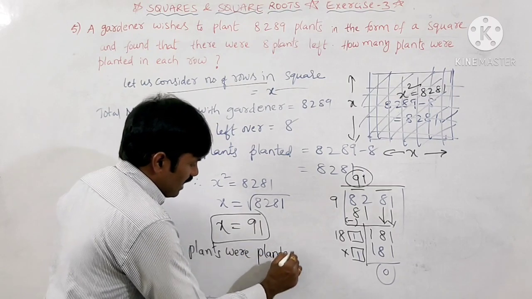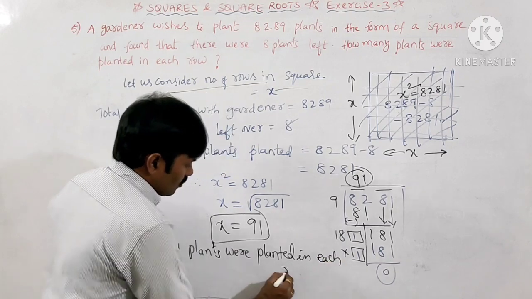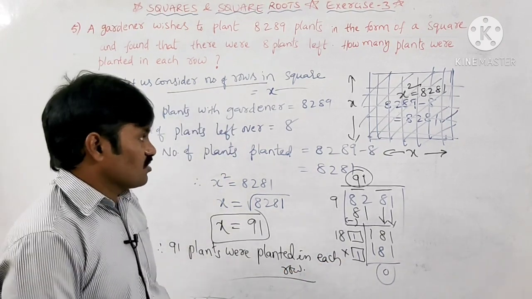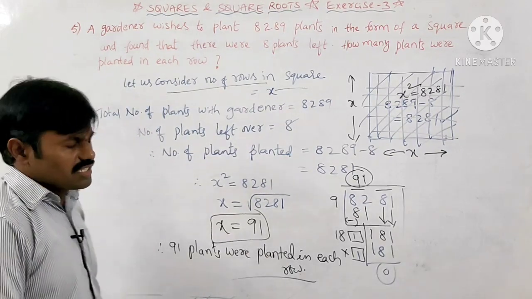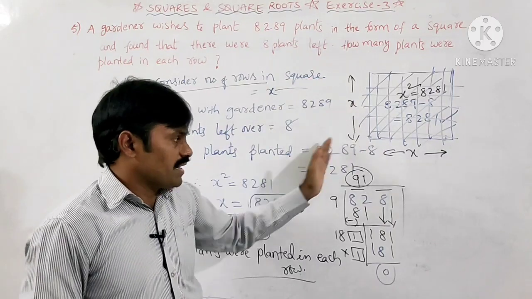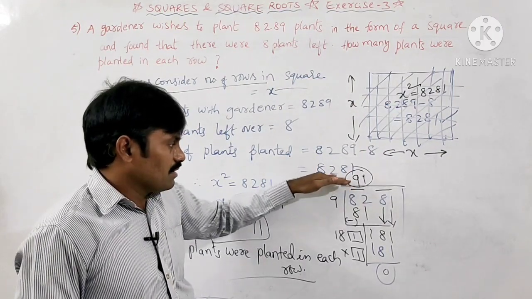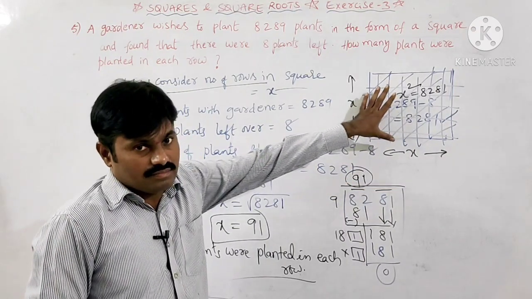91 plants were planted in each row. That is the conclusion. Okay, clear. So this is about the solution of question number 5. Very simple. How many leftover we have, subtract from the given number of plants? So the remaining number of plants is planted in this square garden.